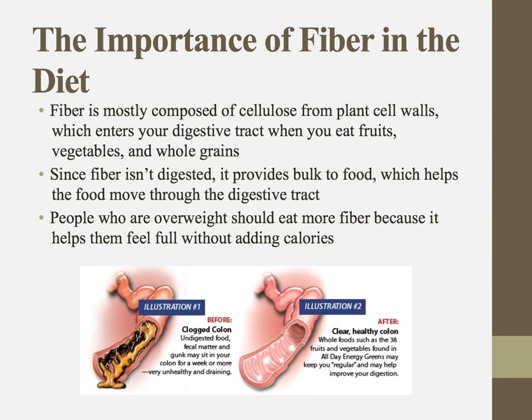Now, how do we make sure that the food gets through our digestive system and then out in an efficient manner? Well, this is where fiber comes in. So you've probably seen this on commercials or heard it from your grandparents. Eat your fiber. Okay, well, what is fiber? Well, fiber is mostly cellulose, okay, from plant cell walls. So if all you ever eat is chicken nuggets and ice cream, you're probably not getting enough fiber. You got to have those plant cell walls in there, and that's going to be from things like fruits, vegetables, whole grains. Okay, since it's not digested, it provides bulk to your food.